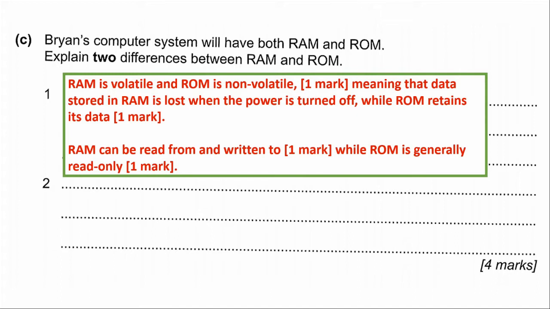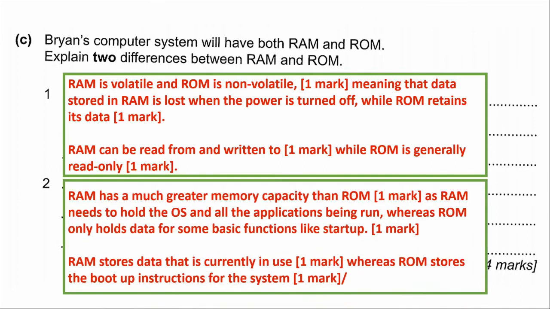So a fairly straightforward question, and it's one where you need to ensure that you're getting those ones right, because these are the easy questions based on the build-up as we go through. You could also say that RAM has a much greater memory capacity than ROM, as RAM needs to hold the OS and all the applications being run, whereas ROM only holds data for some basic functions like the startup. Or you could say that RAM stores data that is currently in use, whereas ROM stores the boot up instructions for the system. So there's lots of ways you can get the marks on this question. So just make sure that you make your point and then explain the follow-up.